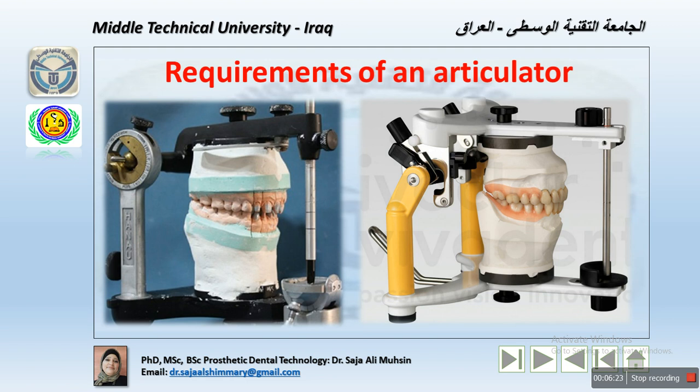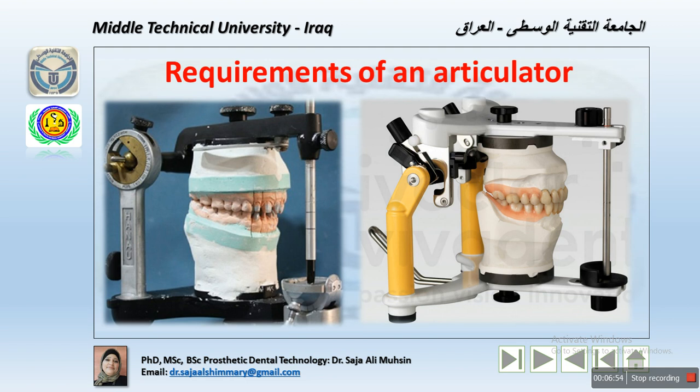Okay. Also, it should provide a positive anterior vertical stop, the incisal pin. The incisal pin should be properly attached. There should be no error within the articulator. Otherwise, the maxillomandibular relationship that is recorded from the patient's mouth in the articulator will change, and this will affect the vertical dimension. So the most important thing is the incisal pin.